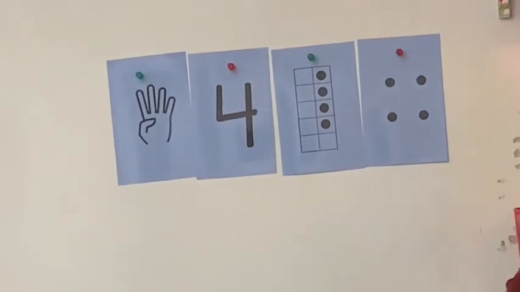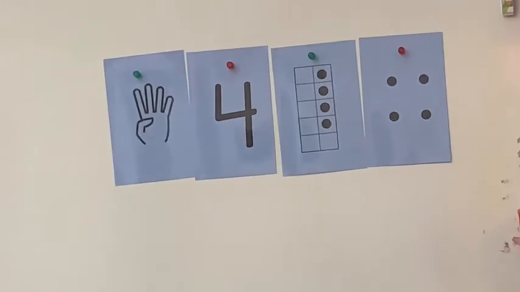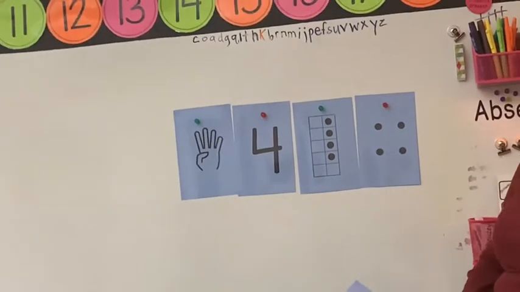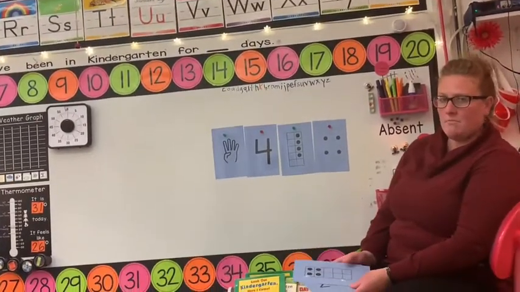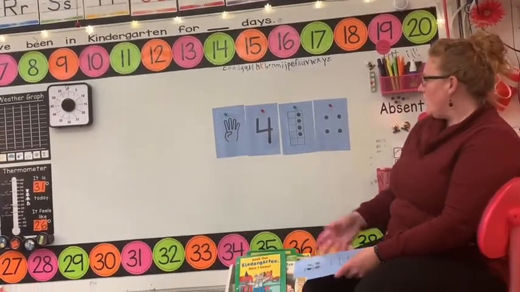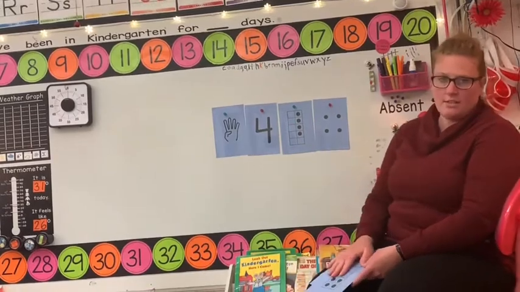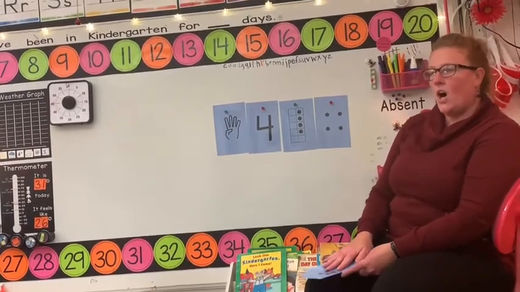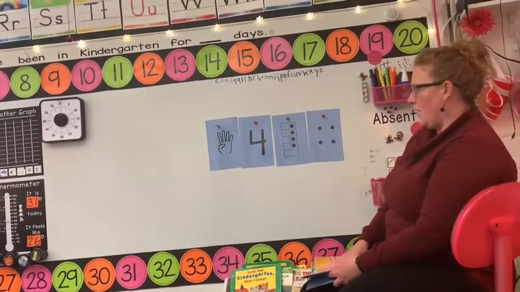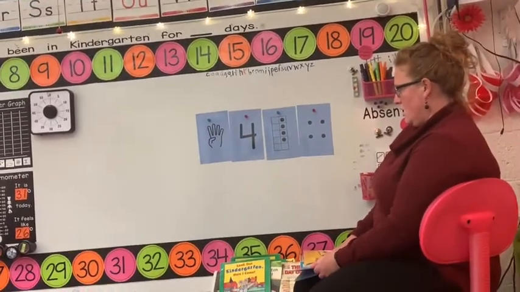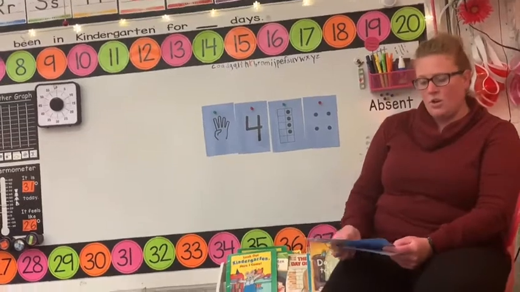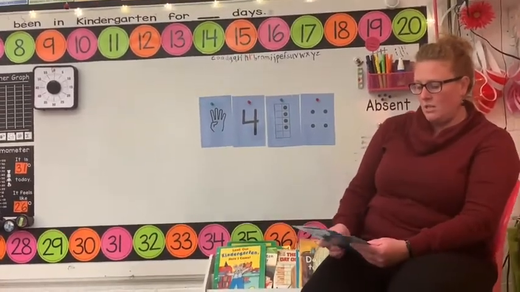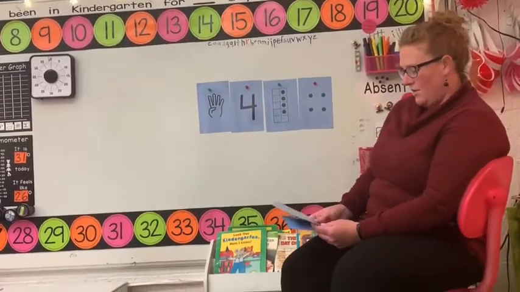So things can look different, but still be the same number, right? They look very different, but they all show the number 4. I have a couple different ways to show the number 4 as well.